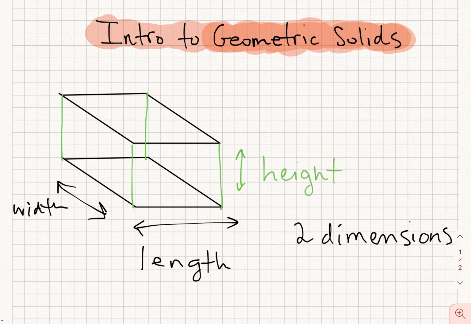Height is a third dimension. We can say that shapes that have three dimensions are three-dimensional. In fact, you might have seen that word before, 3D. That's what 3D means. It means that it has three dimensions: length, width, and height. So we're going to be working with three-dimensional shapes here, and to begin with, we're just going to learn how to identify different three-dimensional shapes that have width, length, and height.